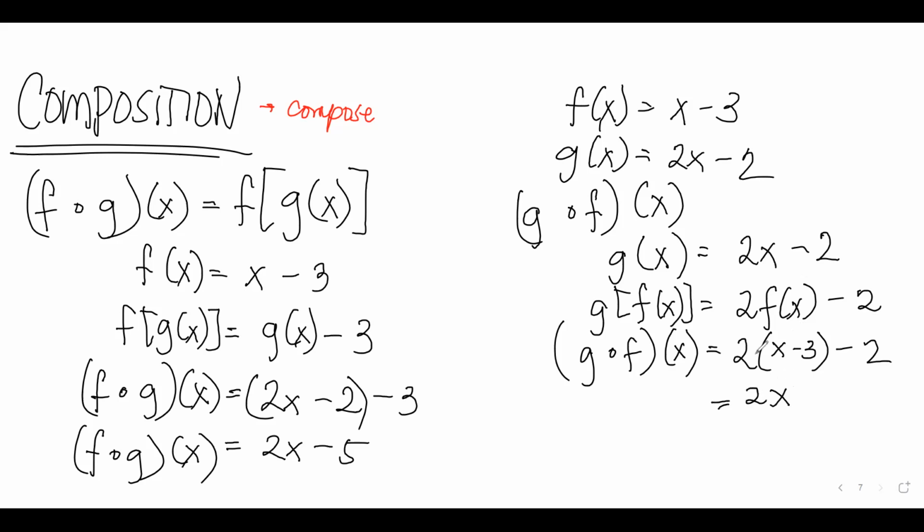So, 2x distribute. Tapos, negative 6 minus 2. Simplify. 2x minus 8. Ayan siya. So, this is g of f of x. Kung may number man si x dito, pwede natin yan substitute na lang dito diretso.